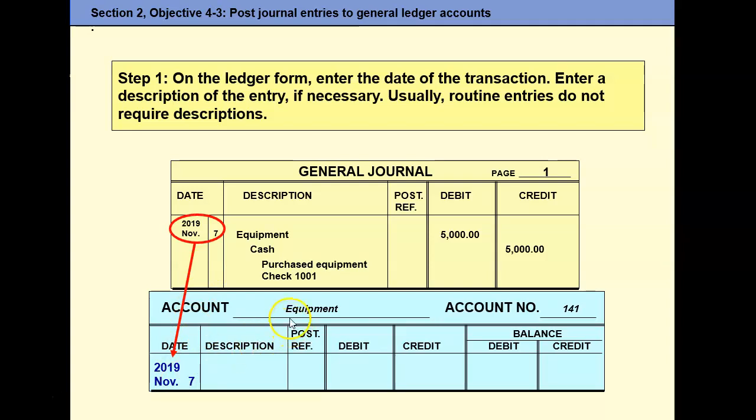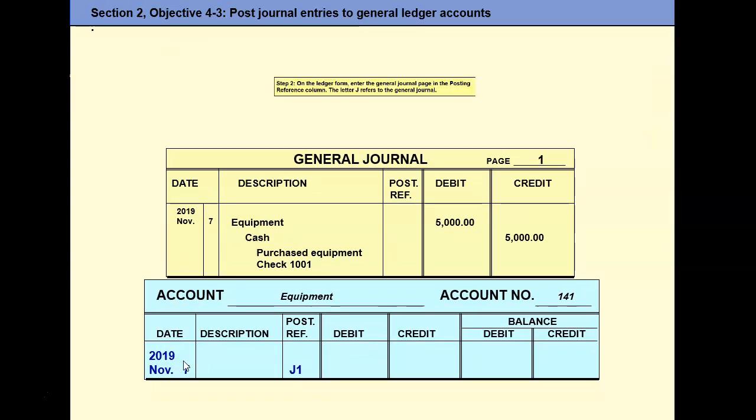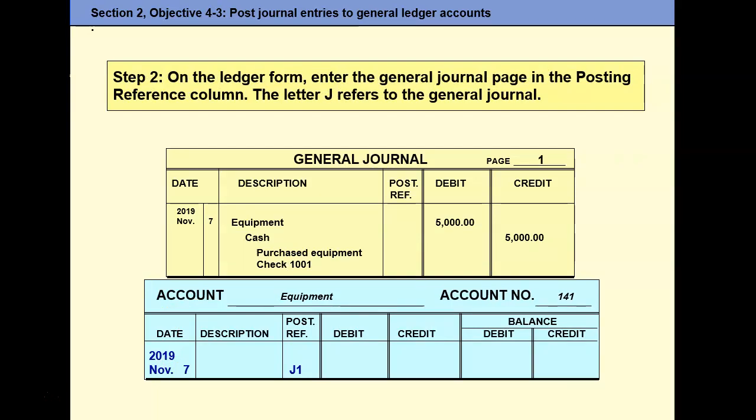Now notice that this is the ledger account for the equipment account. Every account title has its own separate ledger. So for this ledger, we'll only post those transactions that impact the equipment account. The cash account has its own separate ledger, and we'll post the cash transaction into the cash ledger account. Okay? So again, step 1 was record the date of the transaction into the date column of the ledger account.